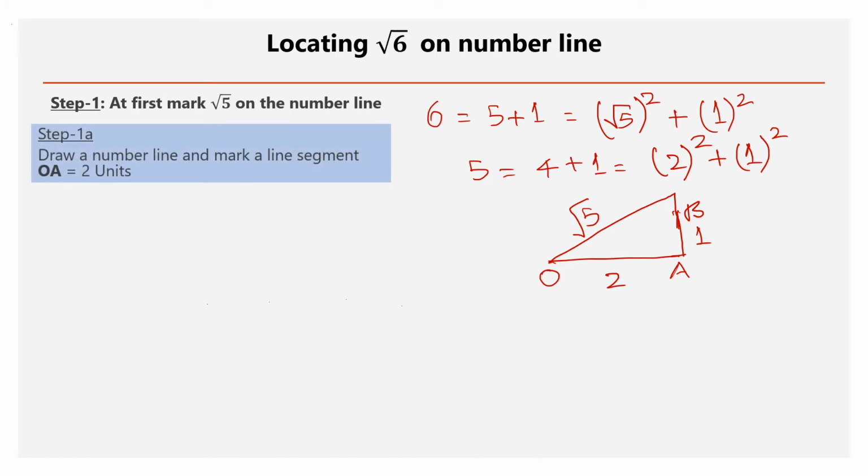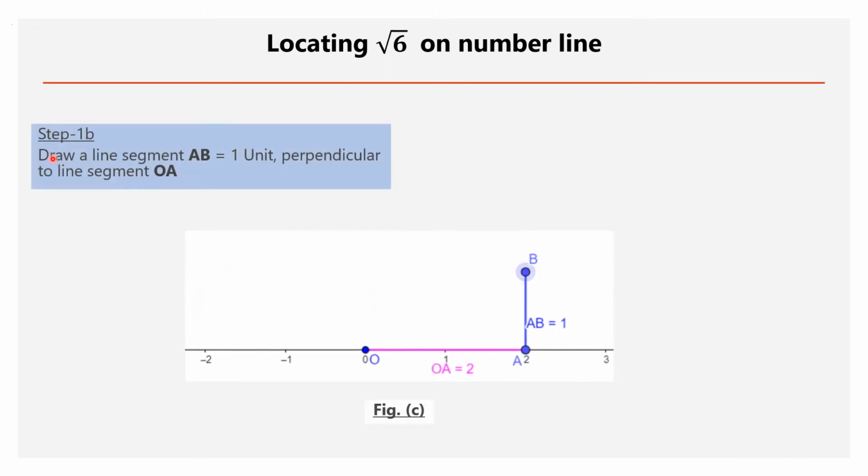Now, let us draw a number line with the positive integers on the right side of 0 and negative integers on the left side of 0. Mark the point O at 0 and point A at 2. By joining O and A, we have the line segment OA of length 2 units. We will draw a line segment AB of 1 unit length perpendicular to OA.